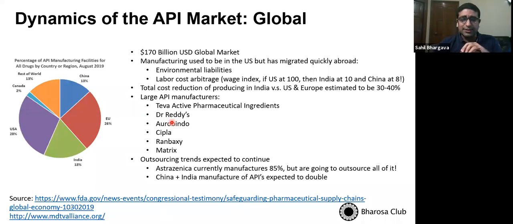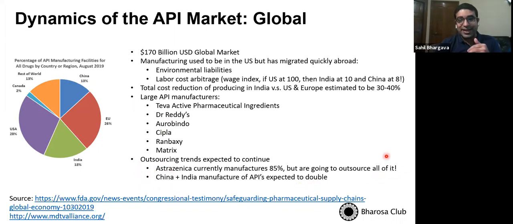And then we see that one of the fears I had was, are people going to insource manufacturing of APIs? And my research showed that that's very unlikely. Most people are talking about outsourcing more.